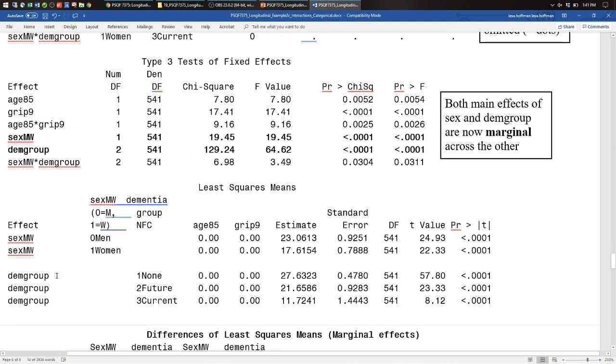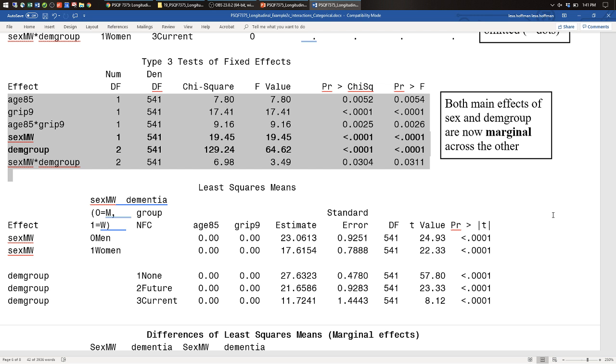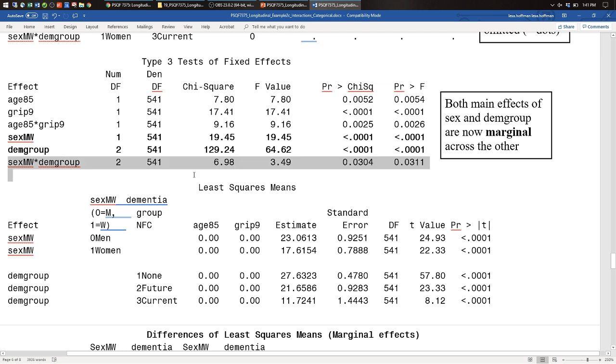So here is what default ANOVA output would be. Here's my gender effect where the F value is 19. That's the gender difference averaged across dementia groups. Likewise, my dementia group effect is averaged across genders. And I have a gender by group 2 degree of freedom interaction with a p-value of 0.03.